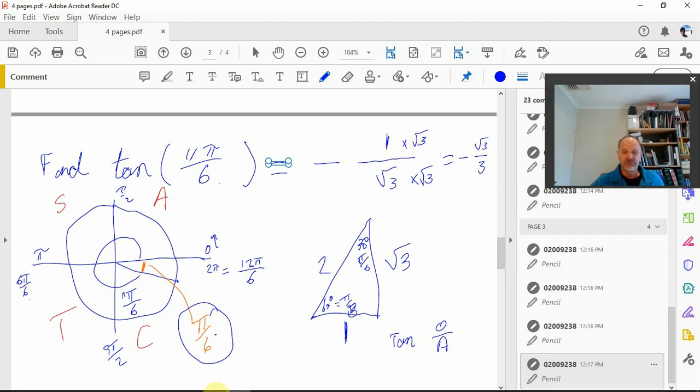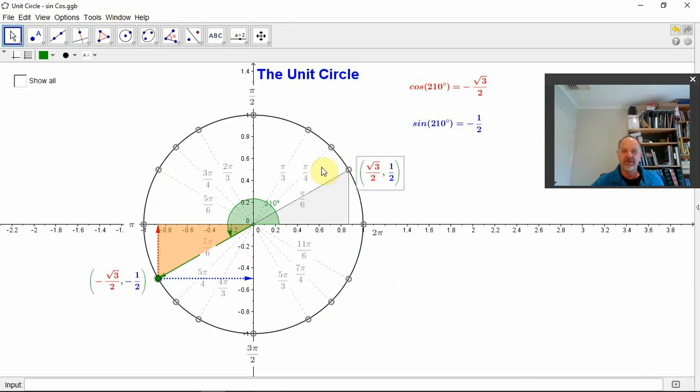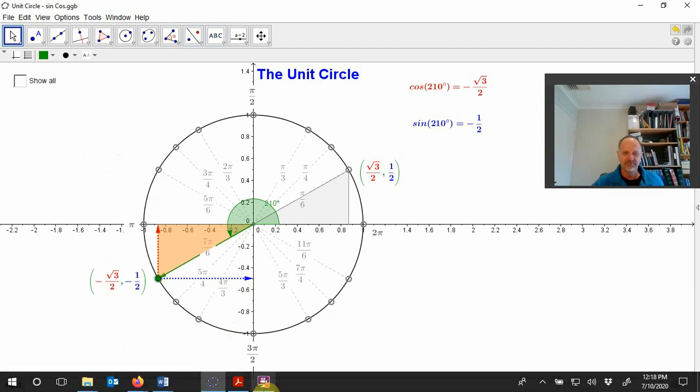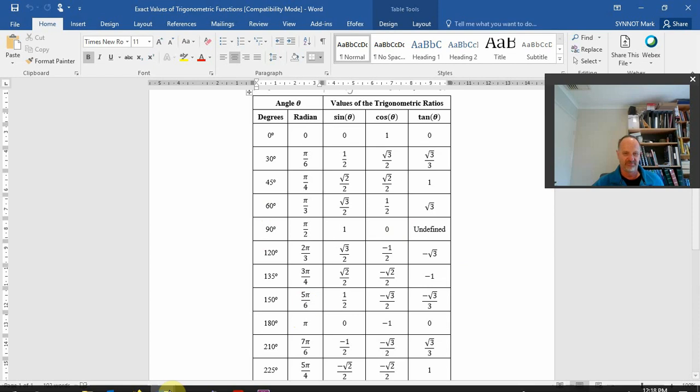I will, for your reference, put, no, not that. Well, that is up on the Physics with Synno page, this particular thing. But I will also, for your reference, put this exact value sheet. Personally, I don't remember any of that stuff there. Personally, do not remember any of it.